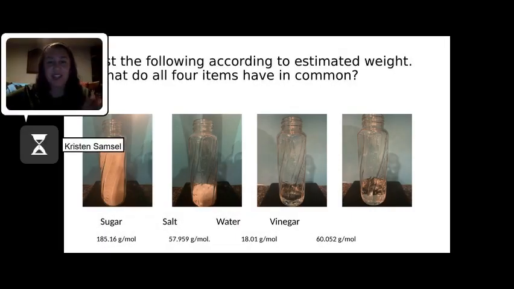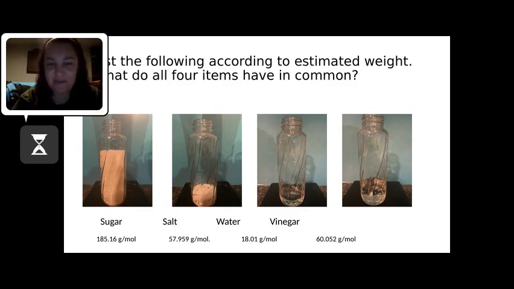All right, so now you can see the weights, and in order, it would be water, then vinegar, then salt, and then sugar. And as far as what they all have in common, I got a couple of answers that were true, but not necessarily what I was looking for. Like they all have weight, they all can be seen, they all have matter. These are great answers, but what I was looking for was an answer that quite a few of you got, and that is that they're all 1 mole of substance. So very impressive, guys. Good job.